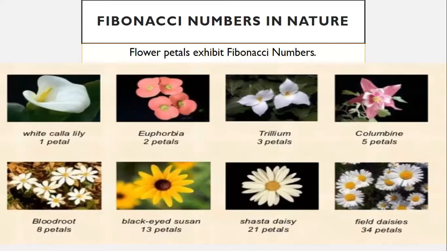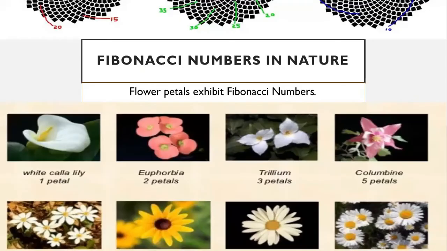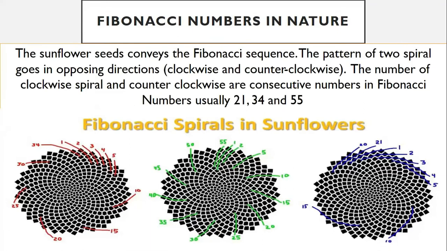We can also see these Fibonacci numbers in flower petals. The number of petals in these flowers shows Fibonacci numbers: 1 petal, 2 petals, 3 petals, 5 petals, 8 petals, 13 petals, 21 petals, 34 petals. These numbers of petals are Fibonacci numbers. We can also see this in the sunflower. The sunflower seeds convey the Fibonacci sequence.